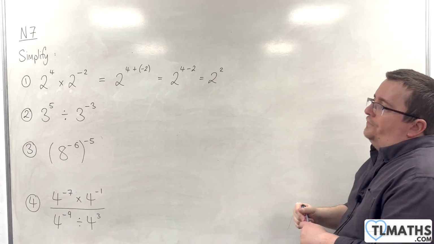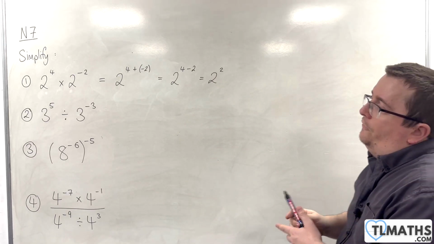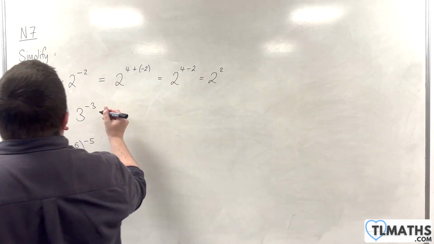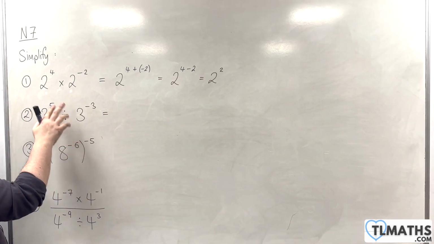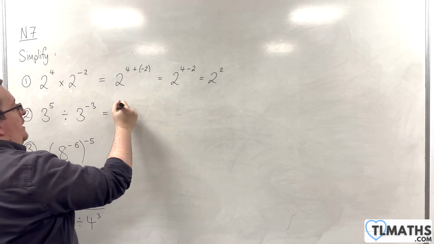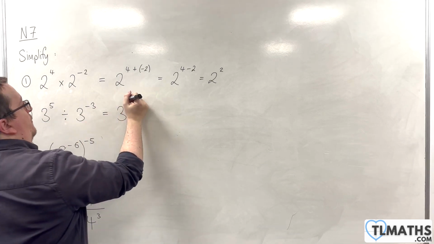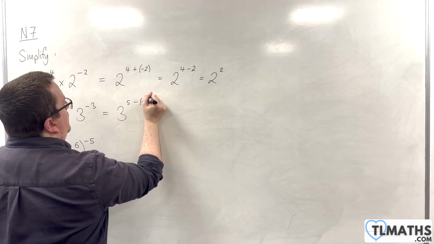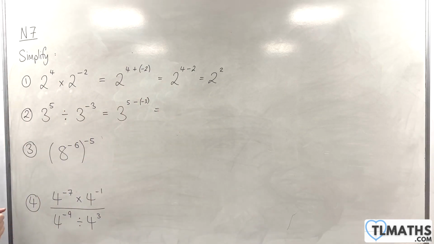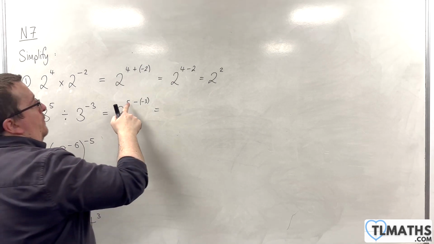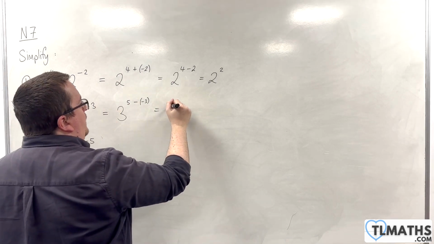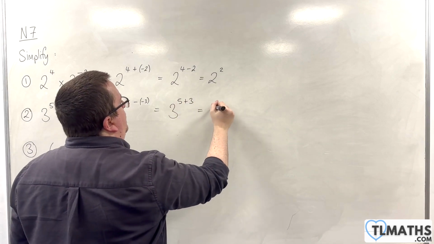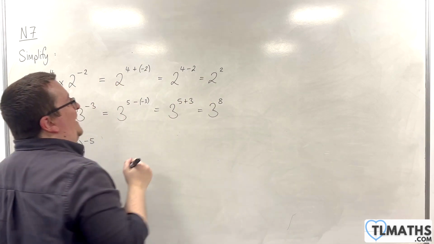Okay, number 2. We have 3 to the power 5 divided by 3 to the power minus 3. So we know that when we divide, we need to subtract the indices. So this is 3 to the power 5 take away minus 3. Now, 5 take away minus 3 is the same as 5 plus 3. So this is 3 to the power of 8.